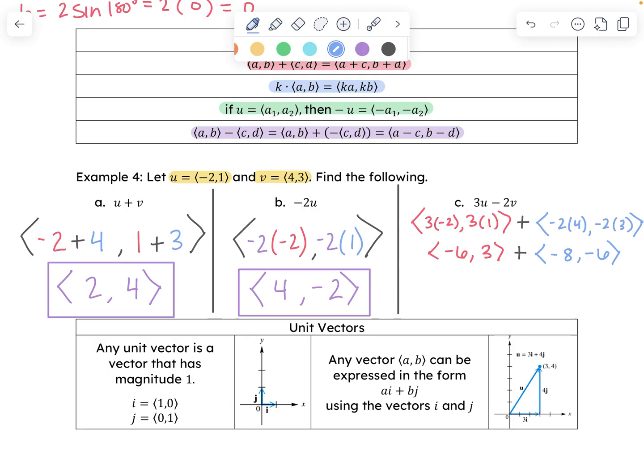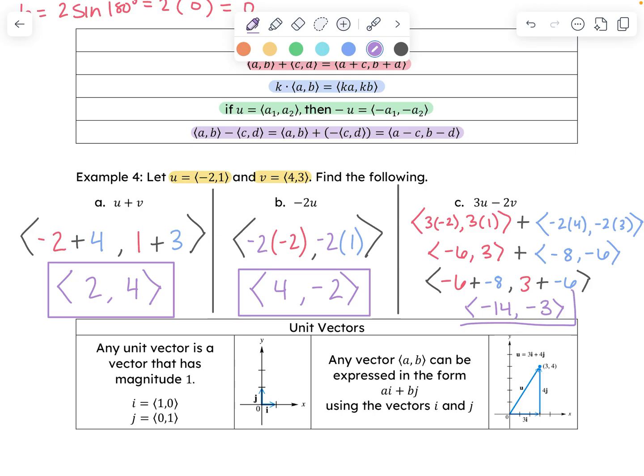And then from here, I do the same thing I did last time. I'm going to add the corresponding parts. So I'm going to take the horizontal parts from both of them, so the -6 plus the -8, and then I'm going to take the vertical parts, so the 3 plus the -6. And when I do that, -6 plus -8 is -14, and 3 plus -6 is -3. And there's my answer.